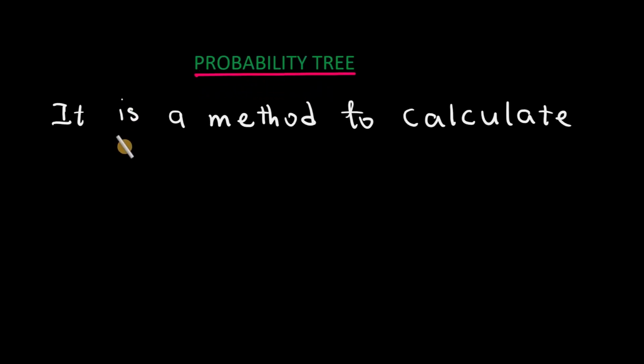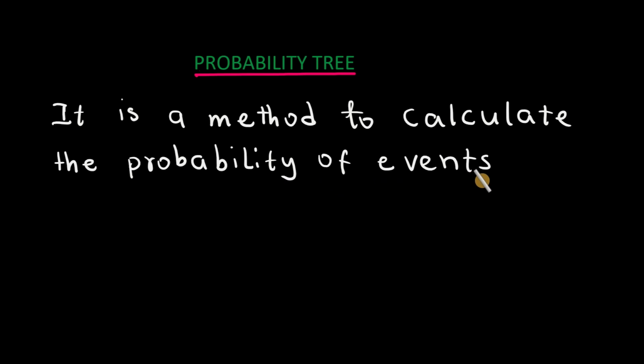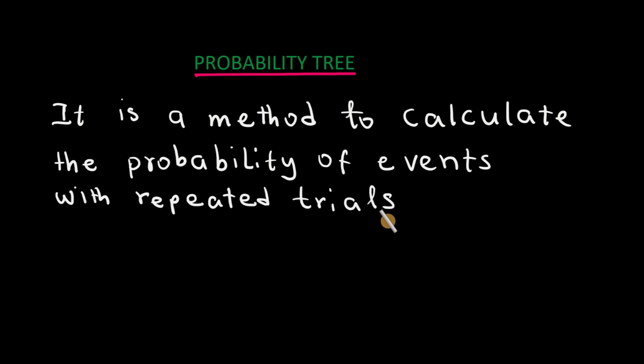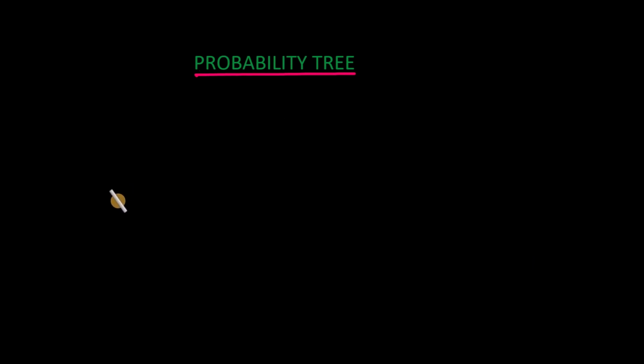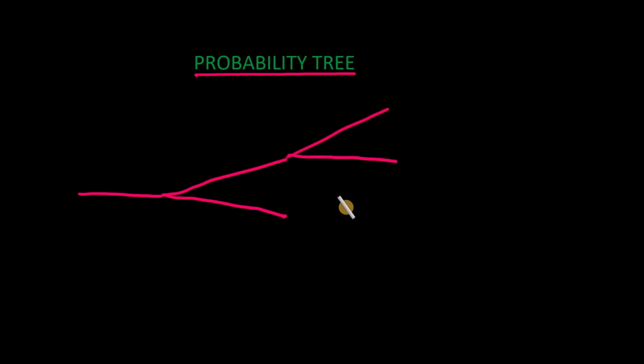Probability tree. It is a method to calculate the probability of events with repeated trials, with or without replacement. The probability tree is like a tree lying down, with a trunk and branches. This other branch further divides into two other branches. This other one further divides into two other branches. This division continues, two branches, two branches, and so on.